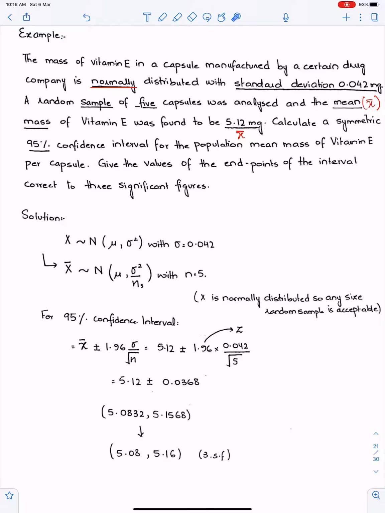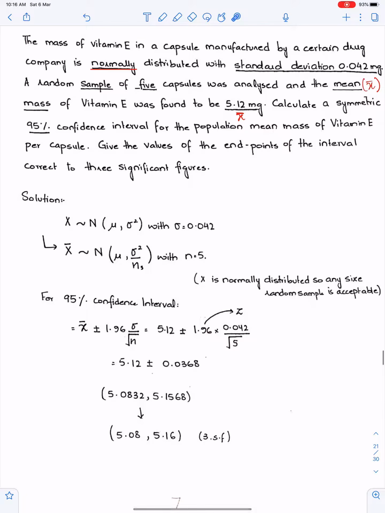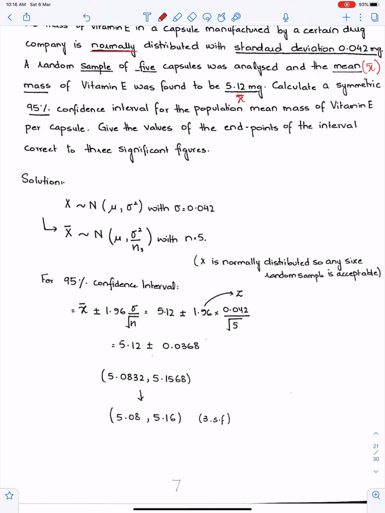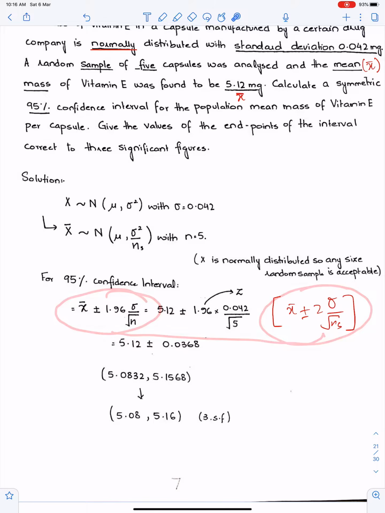Well, for 95%, you will use this formula for the confidence interval, and in this formula, you can get the value of Z. Let me write this formula here. I'm using this formula: X bar plus minus Z sigma over root n. We have to construct a 95% confidence interval.